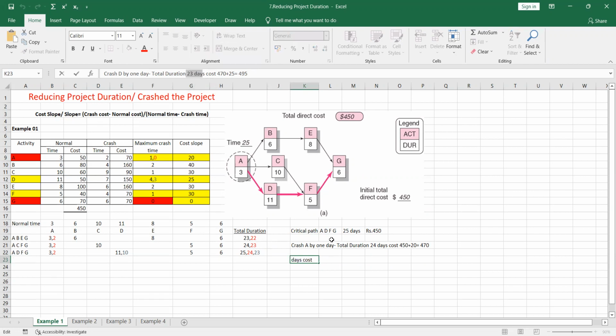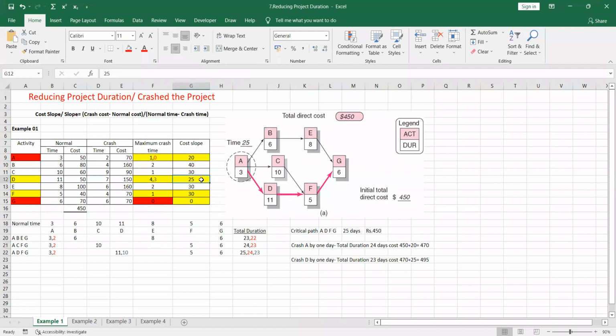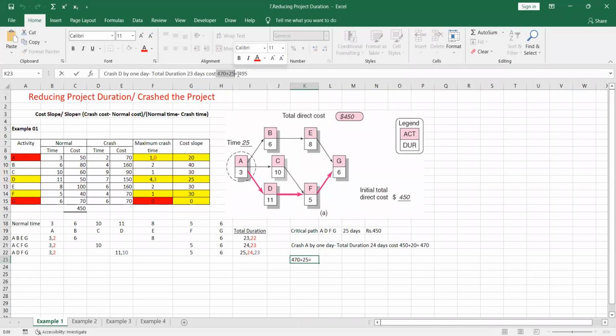The cost, how we are going to calculate the cost? So for the first one, we have calculated it as 470, right? අපි දැන් activity එක crash කරාම එක day එකකින් 470 කියලා හොයාගත්තනේ. එහෙනම් ඒ 470 වලට you have to now add the cost slope of D. It is 25. So for that 470, you have to add this 25. That means 495 is the total cost now, right? So did you all get this up to now?